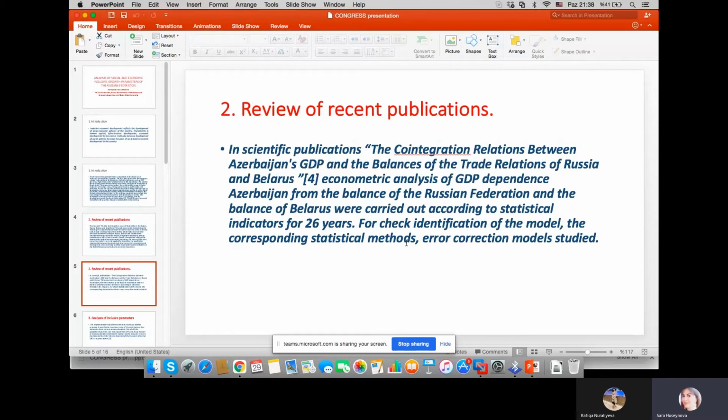In another scientific publication, we have the co-integration relationship between Azerbaijan GDP and the trade balances of Russia and Belarus. This research paper describes the econometric analysis of the dependence of Azerbaijan's GDP on the balance of the Russian Federation and the balance of Belarus, carried out according to statistical indicators for 26 years.